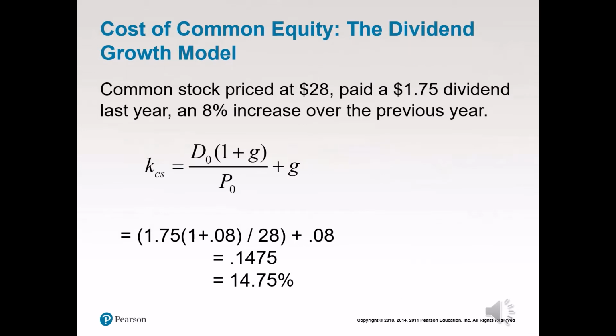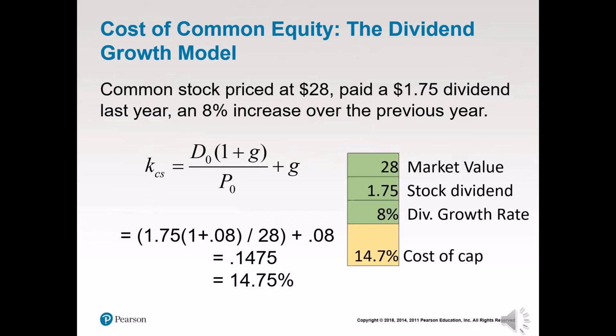Here is the equation to calculate the cost of common stock. You will take your dividend from last year, that's D0, and multiply it times 1 plus the growth rate. Divide that by the price from year 0, and then add the growth rate. You can see that our equation produced a cost of common stock of 14.75%. In the template, you'll be adding the market value, the stock dividend, and the dividend growth rate, and you'll use the equation to calculate the cost of capital.